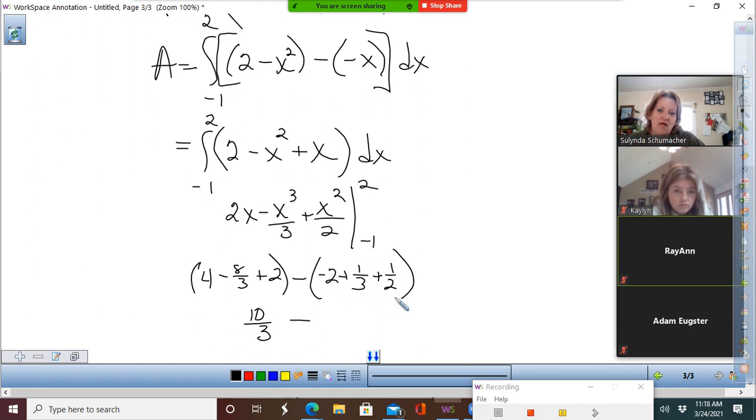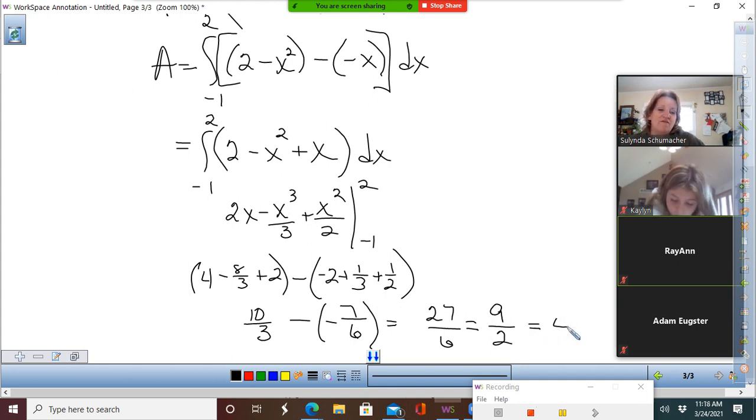Minus, in this one, this would be, let's see, negative 7 over 6. So 10/3 plus 7 over 6, that's 20 over 6 plus 7 over 6, so 27 over 6, which reduces to 9 over 2, or we can say 4.5.